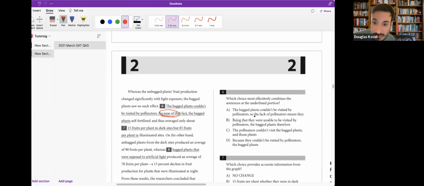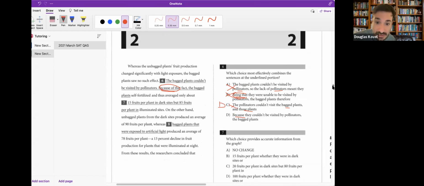So A does have a cause and effect, but you see it's very wordy. It has the repetition of pollinators. So that's wrong. B has "being that," which is often a red flag that a choice is too wordy if you ever see that. And it's just wordy in general. C, also a little bit wordy. You see the repetition of plants and it uses "and" rather than "because." D, on the other hand, keeps my "because." So I have my cause and effect relationship and it's not wordy. So D is right.